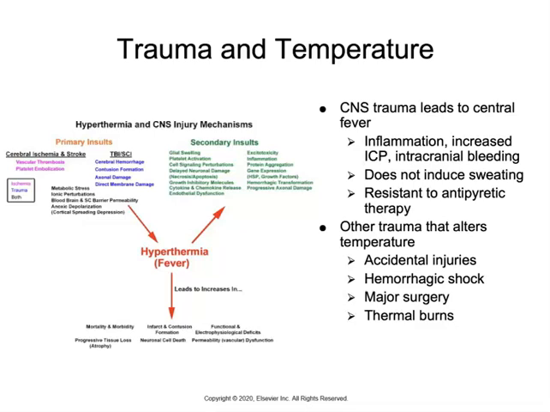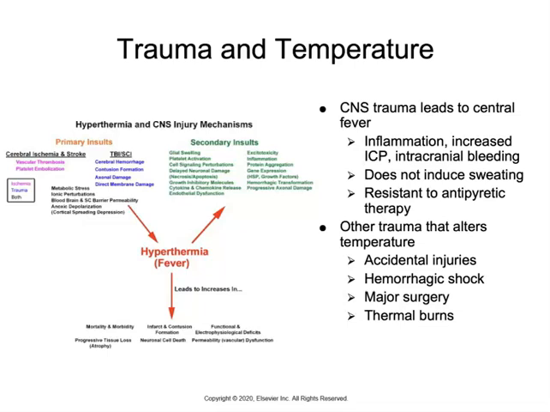All right, now when we have CNS trauma, it can lead to a central fever. This is a critical condition, and when our central nervous system is injured, it can trigger inflammation, increase intracranial pressure, and even intracranial bleeding. So unlike typical fevers, central fever is not going to induce sweating, which makes it a distinct clinical challenge.